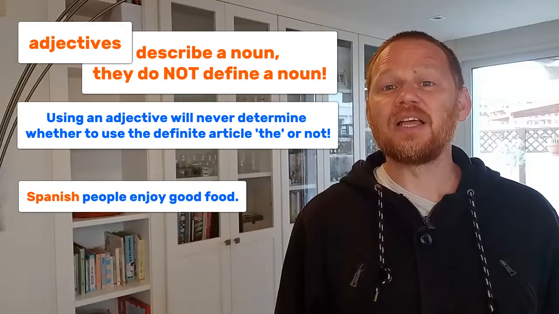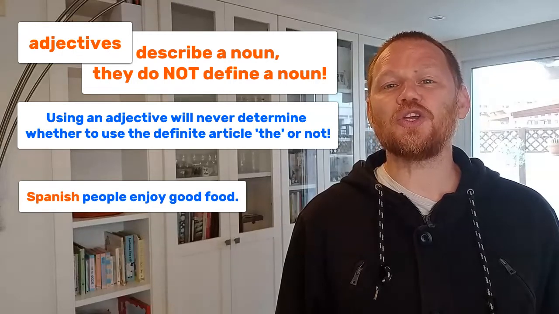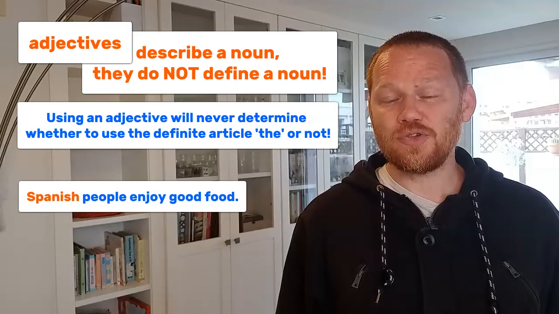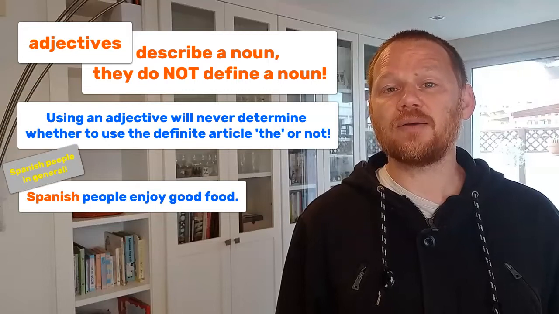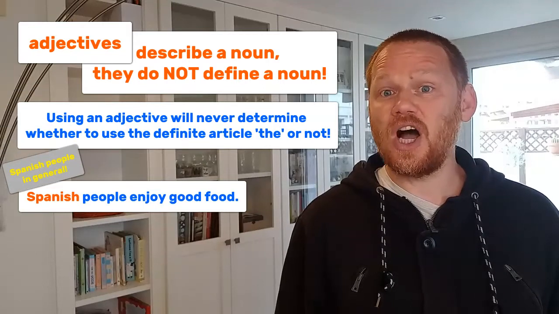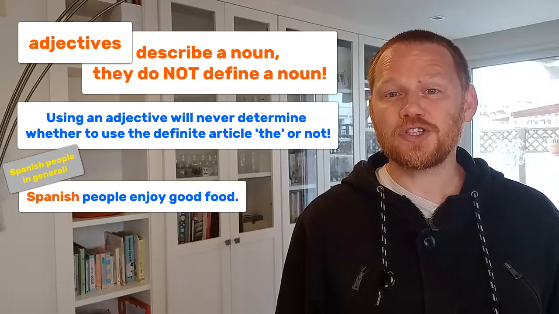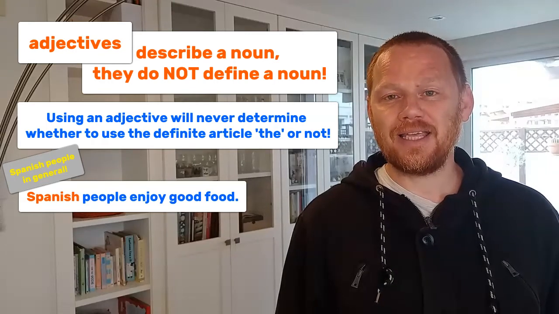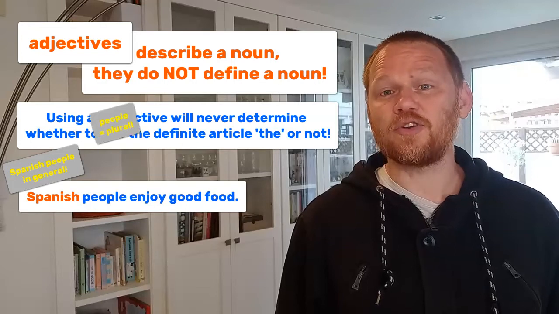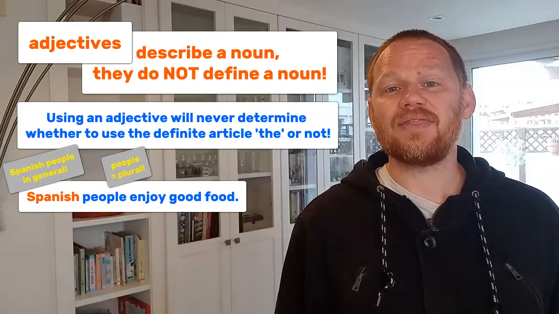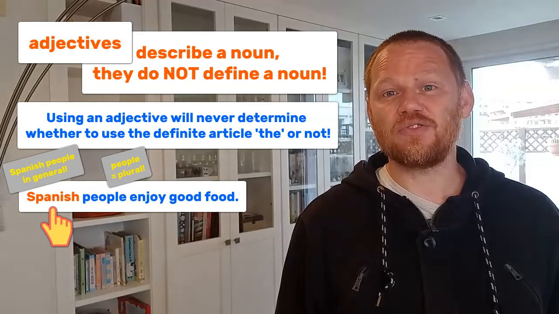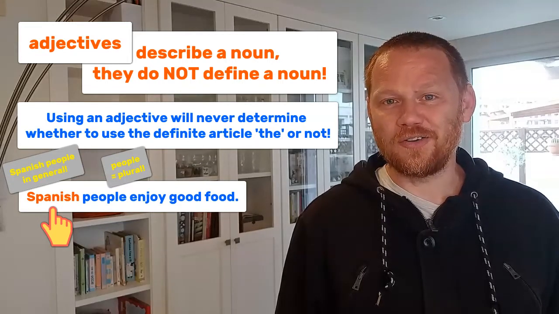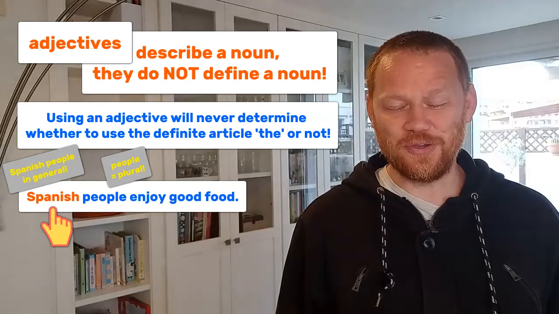First example, Spanish people enjoy good food. So I'm using the adjective Spanish followed by the noun people. However, I'm talking about Spanish people in general. I'm not specifying, I'm just talking about Spanish people in general, okay? Furthermore, people is plural, and that's why I don't use an article. And I definitely don't use the definite article the, okay? So I say Spanish people enjoy good food.